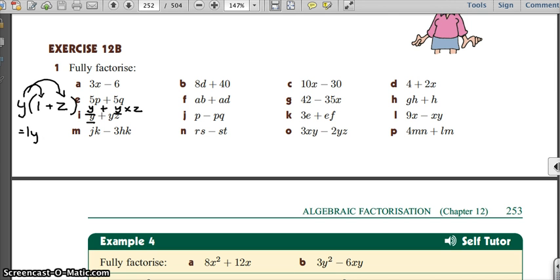Z? Yeah, because I'd have to multiply it by, because when I did everything outside by that which is inside, I'd end up with yz. And that's what my question ends up with. So that's the thought process that you're going through.